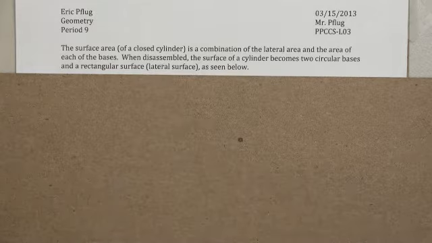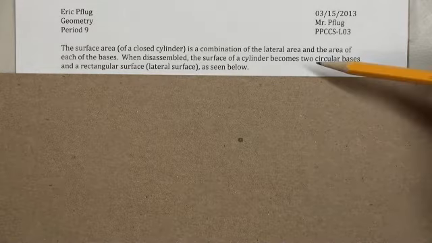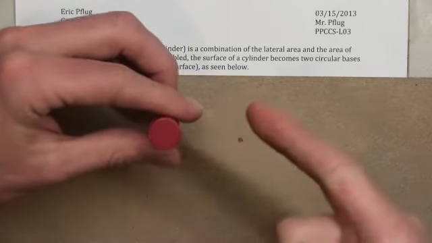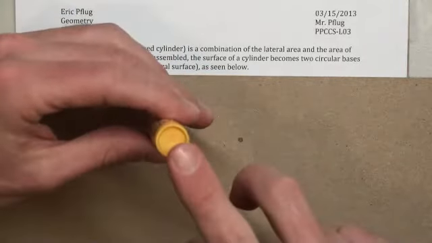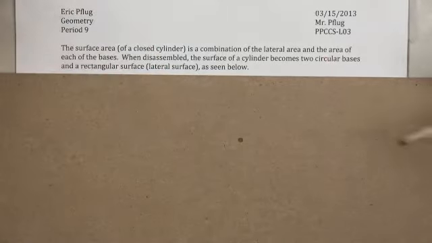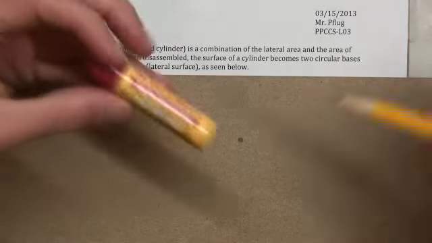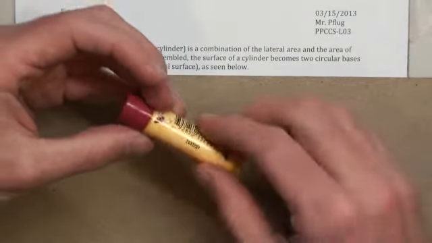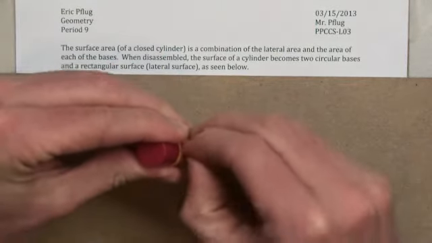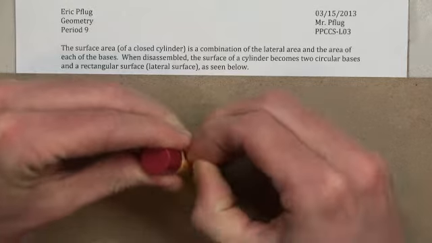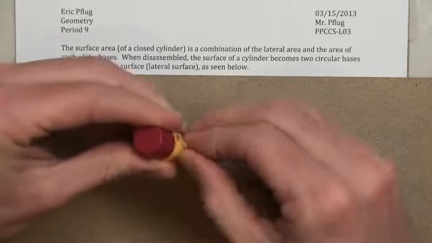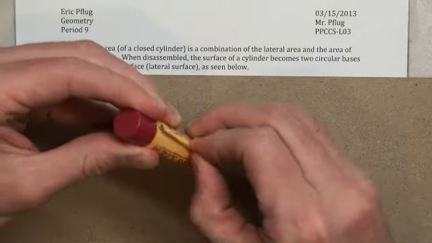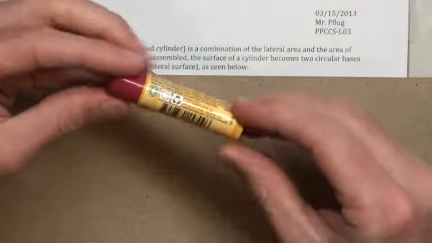So when disassembled, the surface of a cylinder becomes two circular bases, right? So if we took the top off, it would be one circle. If we took the bottom off, it would be another circle. And the lateral area, okay, imagine we, see if I can peel this off. So watch what happens when I show you what the lateral area of this is.